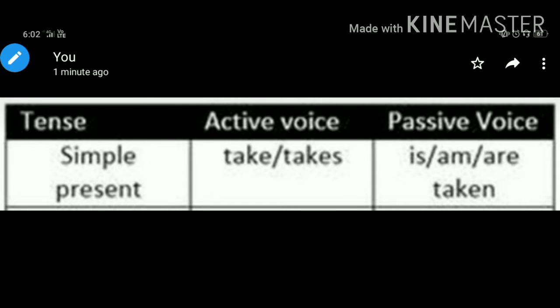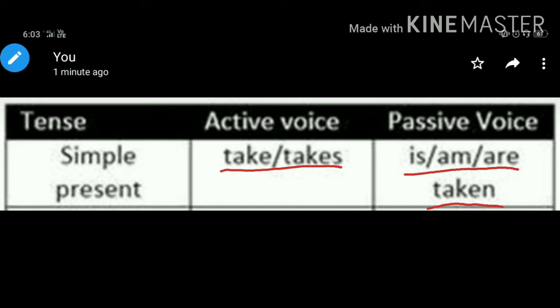What is the rule of simple present tense? A verb with S or ES, or the first form of verb. It comes under active voice. But what happens when we have to change that simple present tense into passive voice? In that case, you'll add is and are, and the third form of verb. Next, you have to learn this rule.